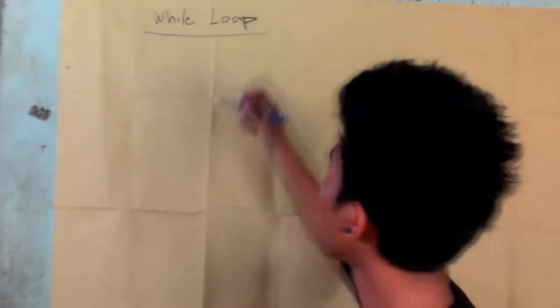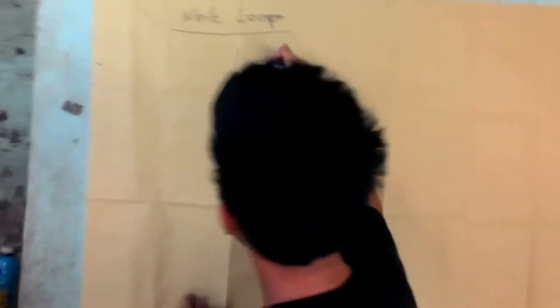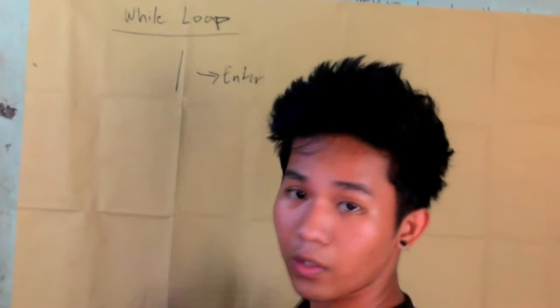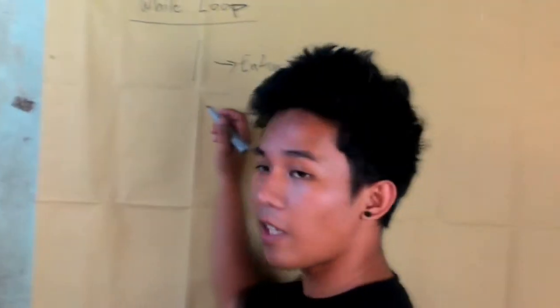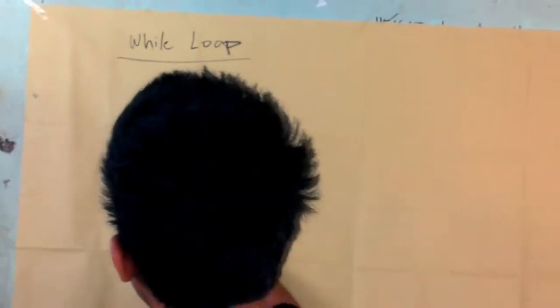The while loop statement flow chart. Now I'm going to teach you. This is the area where you're going to enter or initialize the code. After initializing the code statement, you're going to check the loop condition.